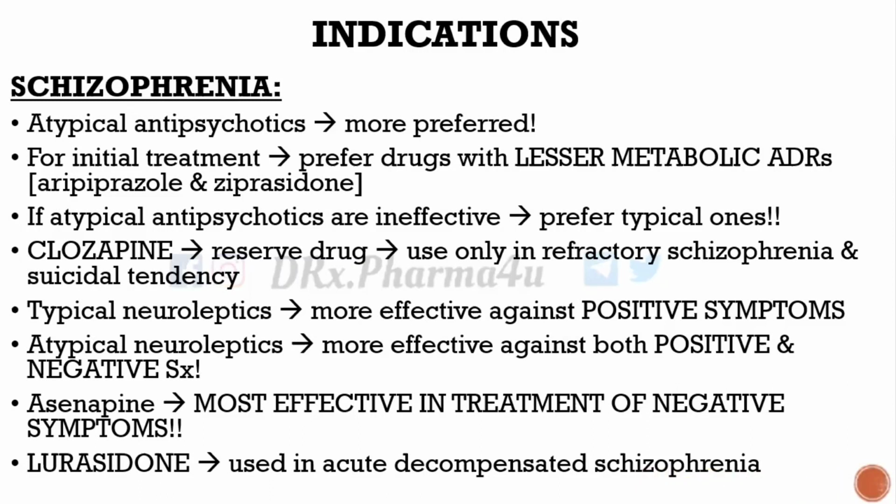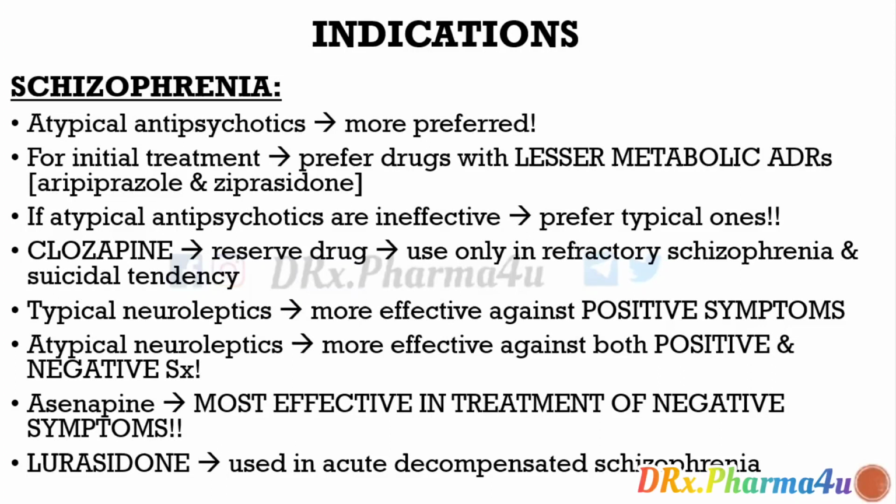Only if atypical antipsychotics are ineffective, you should go for typical ones. Clozapine should be used only in the last stage. It is a reserve molecule. It should only be used in refractory schizophrenia and suicidal tendencies.